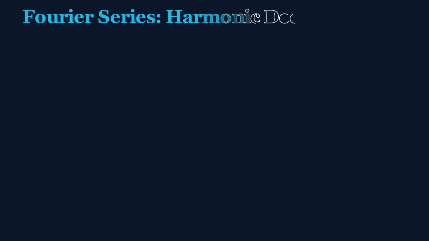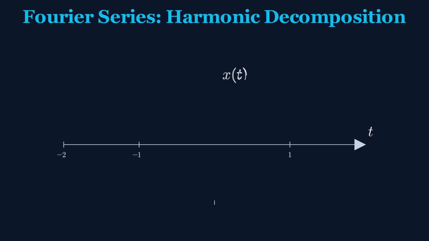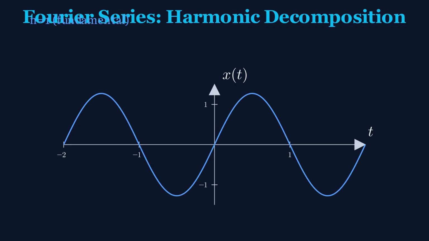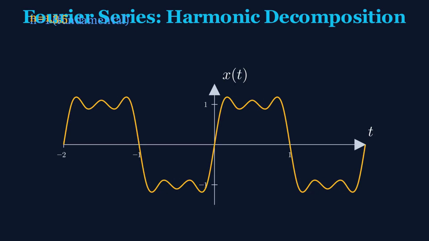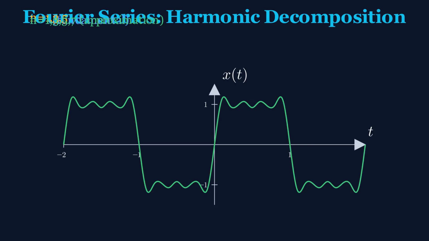Let us visualize how a periodic signal builds from sinusoids. Consider a square wave. Its Fourier series contains only odd harmonics, 1, 3, 5, 7, and so on. The fundamental gives the basic shape. Adding the third harmonic makes the corners sharper. Adding the fifth sharpens them further. As we add more harmonics, the approximation approaches the original square wave. This is the power of Fourier series.